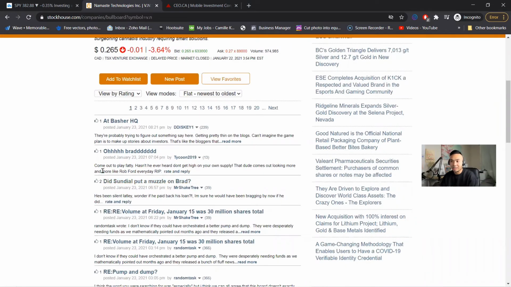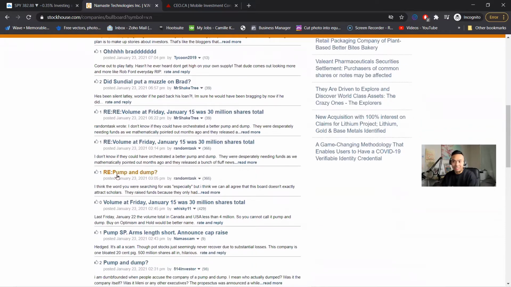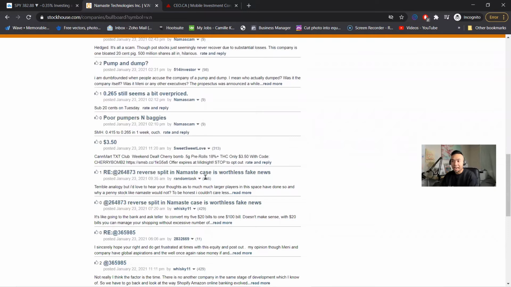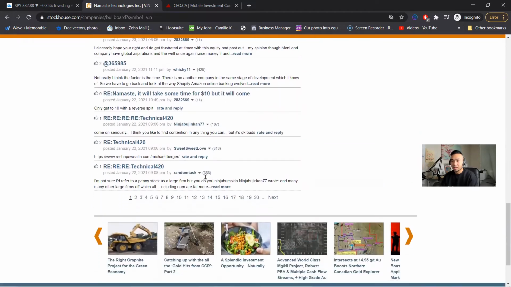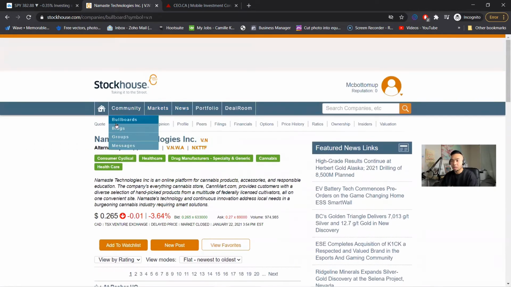There's a lot of people saying things like, come out to play fatty. People are very negative, but you just gotta remember to wash that out and take it with a grain of salt. And you can see here, is it a pump and dump? But there are people here who add value, and you just gotta look for those people. So that would be stockhouse.com, and that's why I like looking at this.